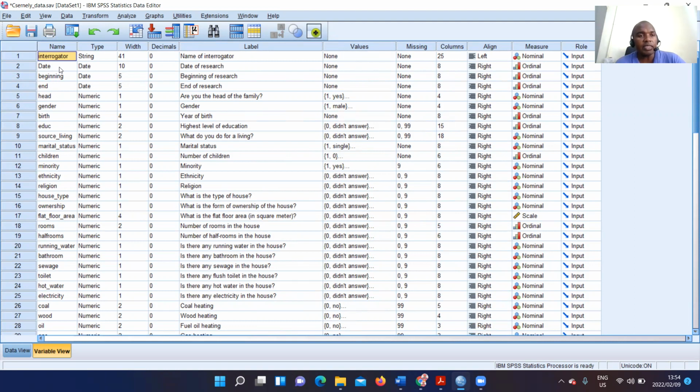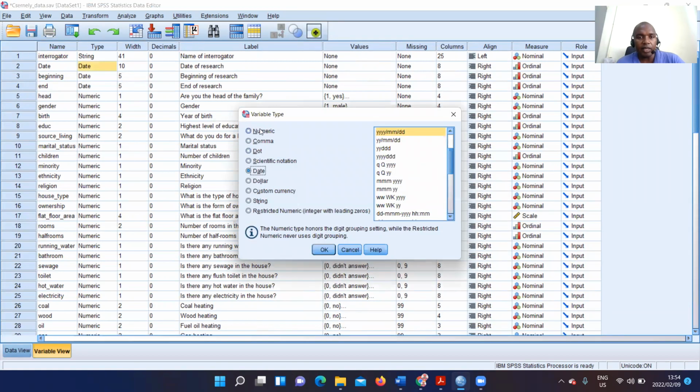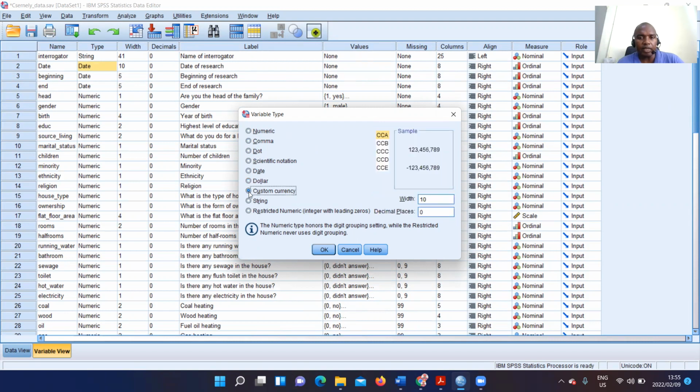The next thing that was captured by the research instrument is the date. The date is a date variable. As you can see, there are so many variable types. We have got the numeric, we have got the comma designated, we have got the dot designated, which is almost like the comma designated. We have got the scientific notation, the date variable, the dollar variable, custom currency, the string variable, and the restricted numeric, integer with leading zeros.